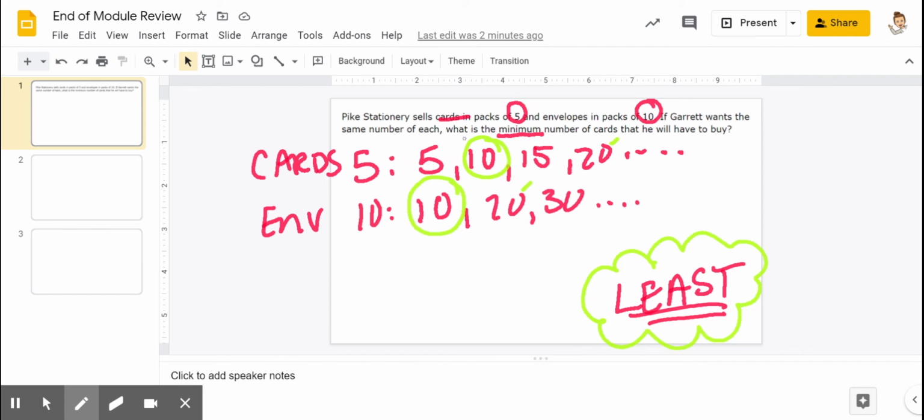So I will need 10 cards and 10 envelopes, which means I'm going to have to buy two packs of cards and 1 pack of envelopes. So our sentence might say something like, he will need to buy 10 cards and 10 envelopes, or 2 packs of cards and 1 pack of envelopes.